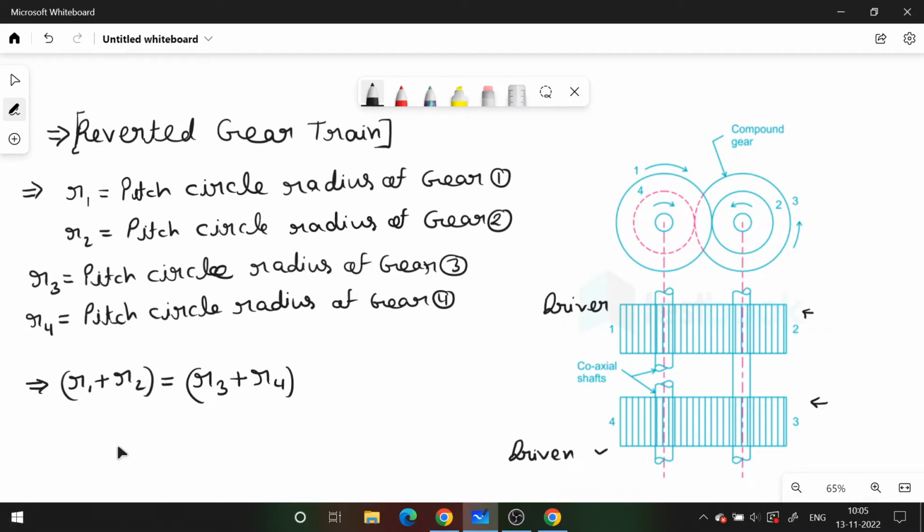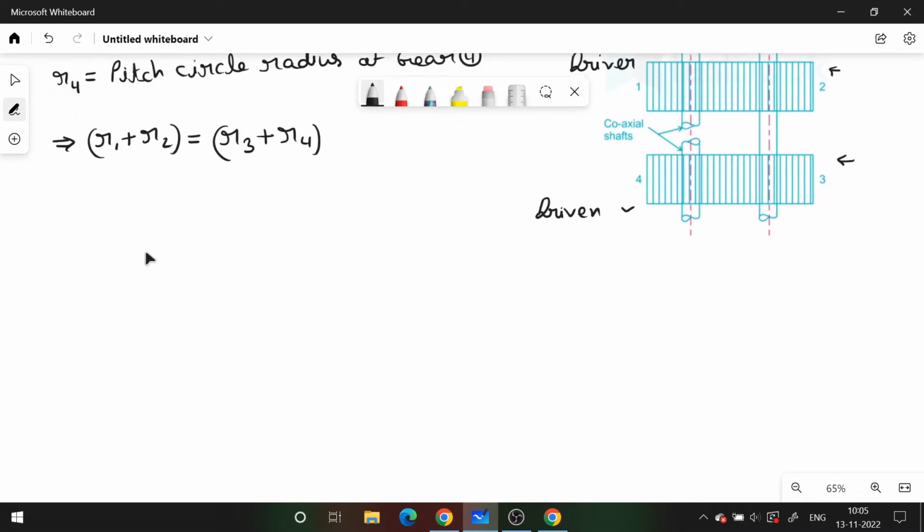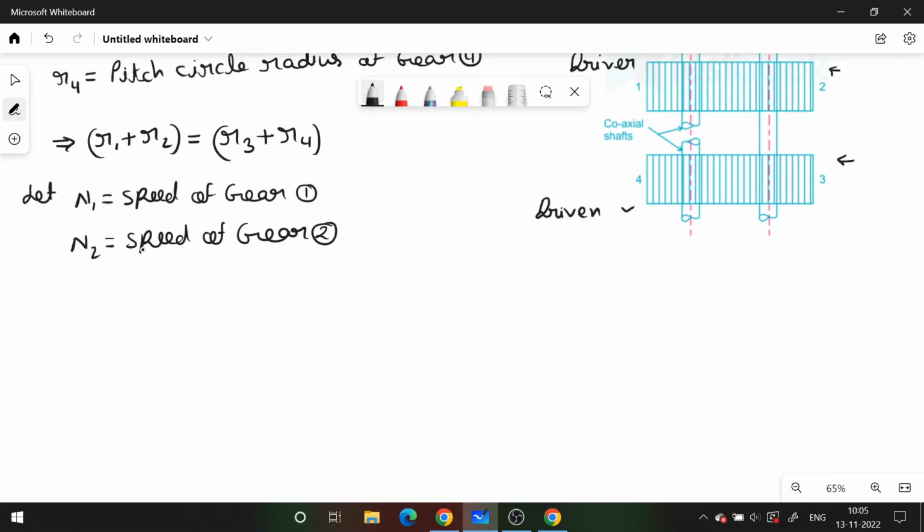Let n1 be the speed of gear 1, n2 the speed of gear 2, n3 the speed of gear 3, and n4 the speed of gear 4.